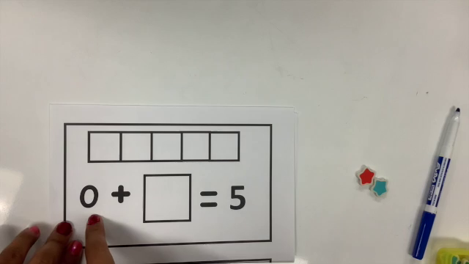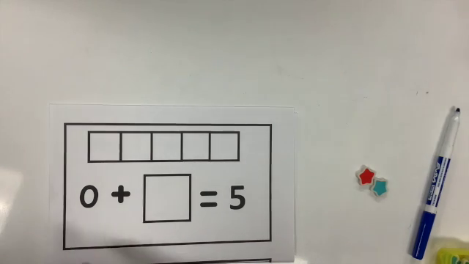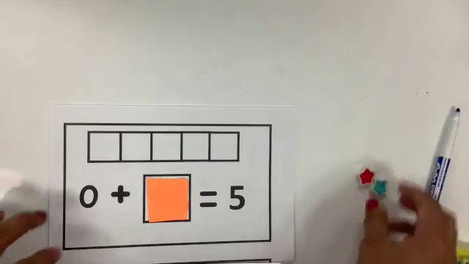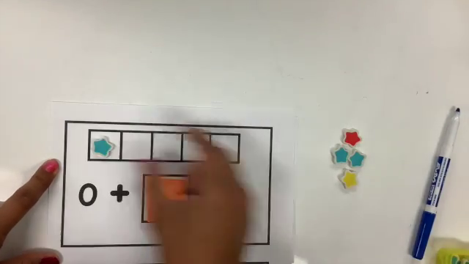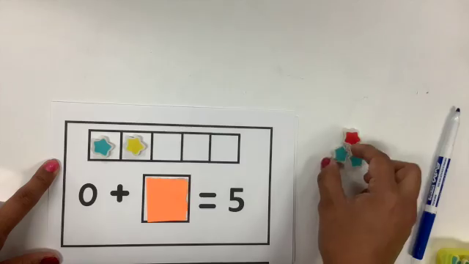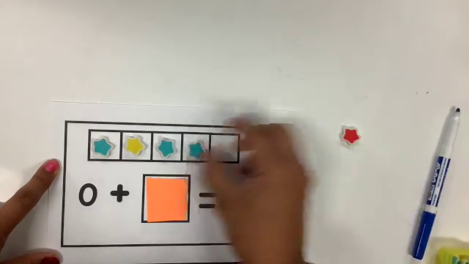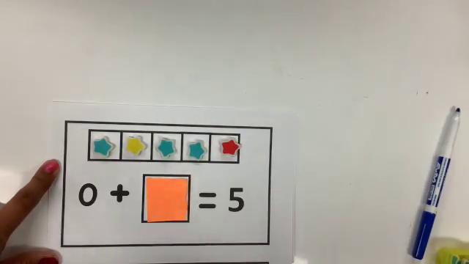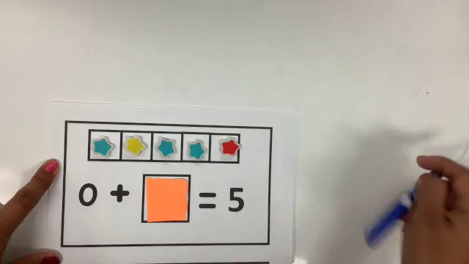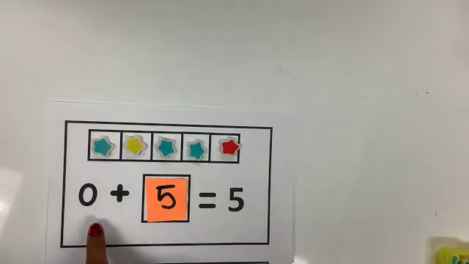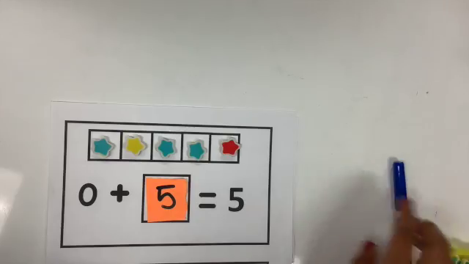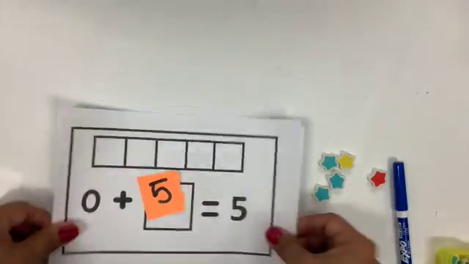So this card, I have 0. I have 0 on that card, friends. Wow. So I'm going to need to fill up that 5 frame. Ready? 1, 2, 3, 4, 5. How many of these counters did I add onto the card? That's right, I added 5. So now I know that 0 plus 5 equals 5. Let's try another one. Ready?